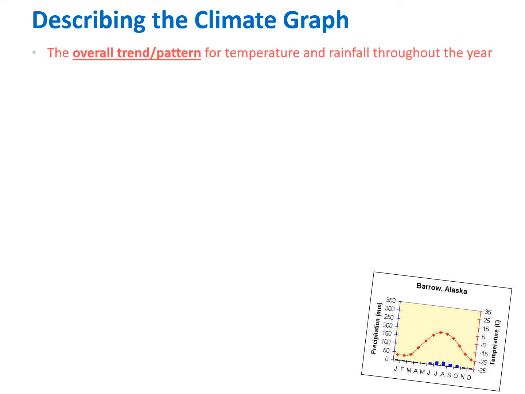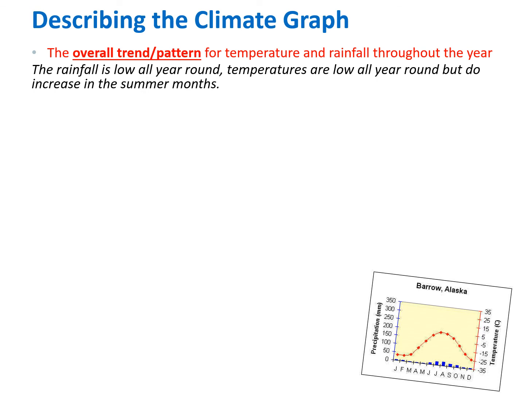So first of all, you want to talk about the overall trend, the overall pattern for temperature and rainfall throughout the year. So in the case of the graph that we've just been looking at, you would say something like the rainfall is low all year round, temperatures are low all year round, but do increase in the summer months. And that is a very nice, brief, but comprehensive description of the overall trend and pattern.